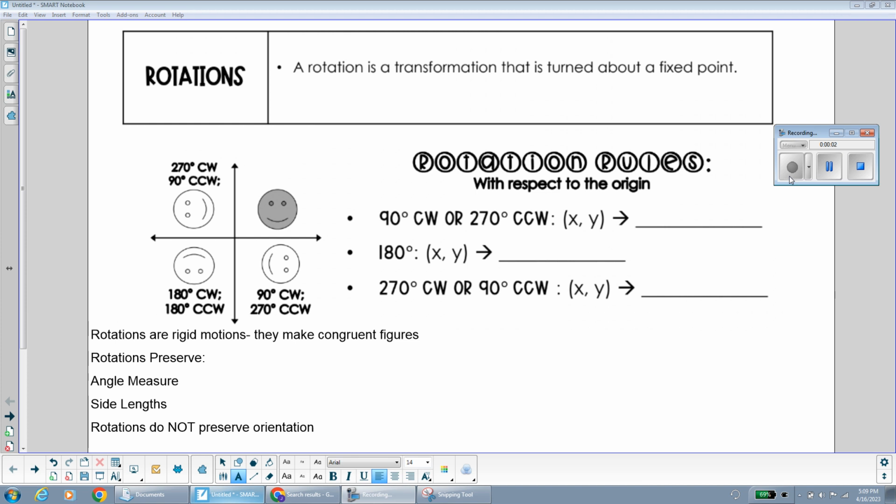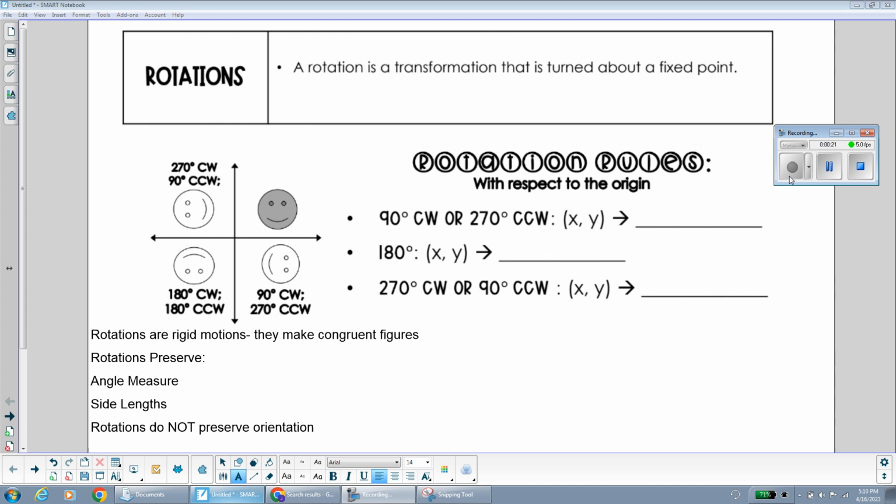In this video, we're going to talk about rotations. A rotation is a transformation that is turned about a fixed point, which we call the center of rotation. So when we are rotating an object, there are two things that we need to know. We need to know how much we're rotating it and in what direction.